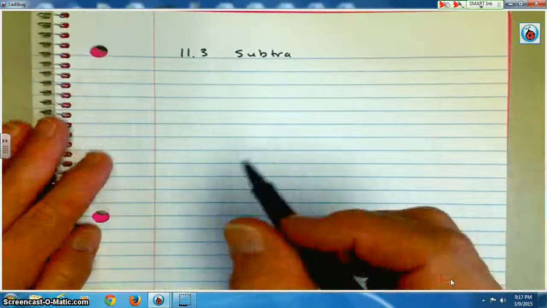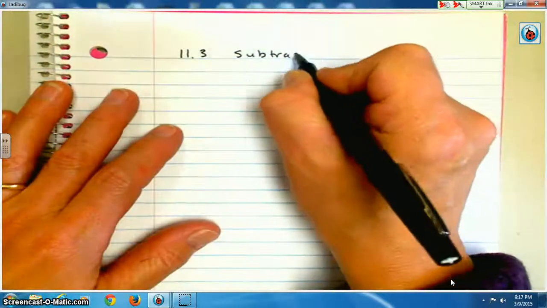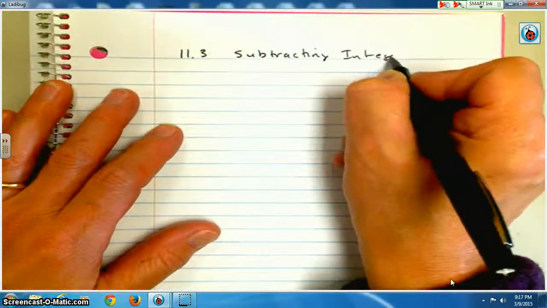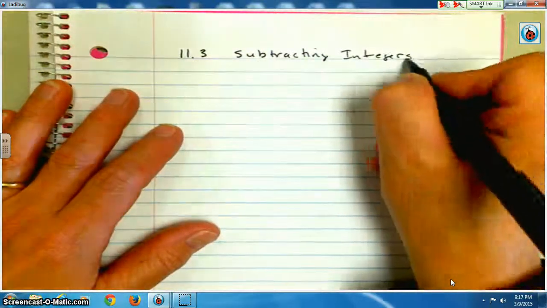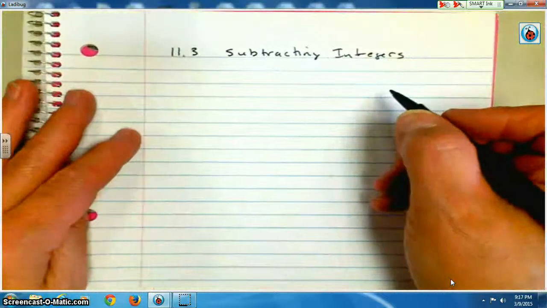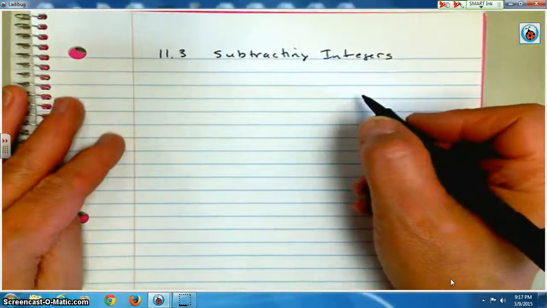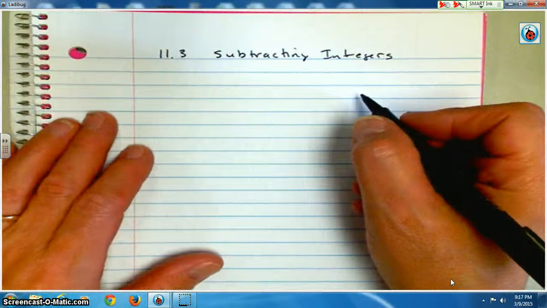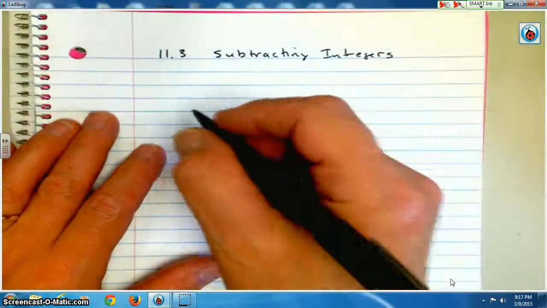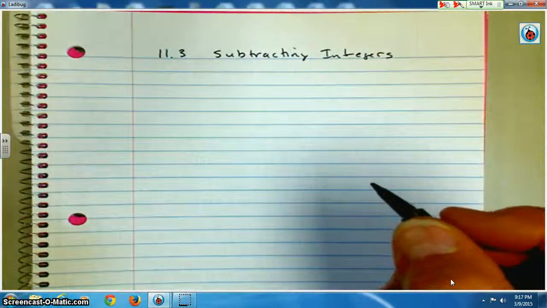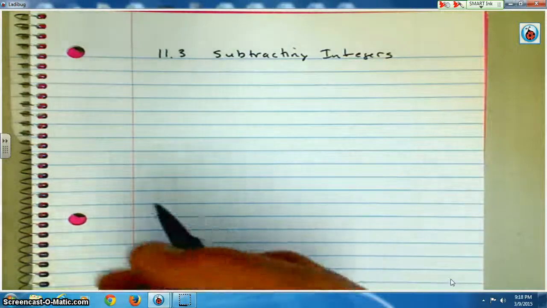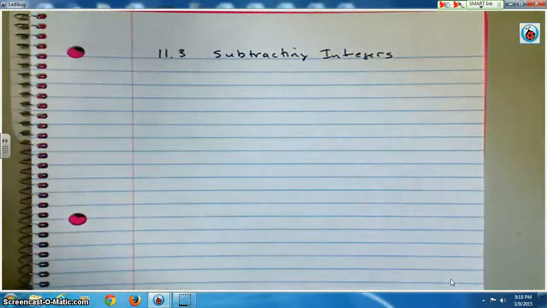Okay, we're moving on to subtracting integers. And you need your yellow folder again, take your notes, and you might want to pause this video to do that. So we're going to begin. Again, we're going to show you some examples of how to subtract integers using the integer chips.